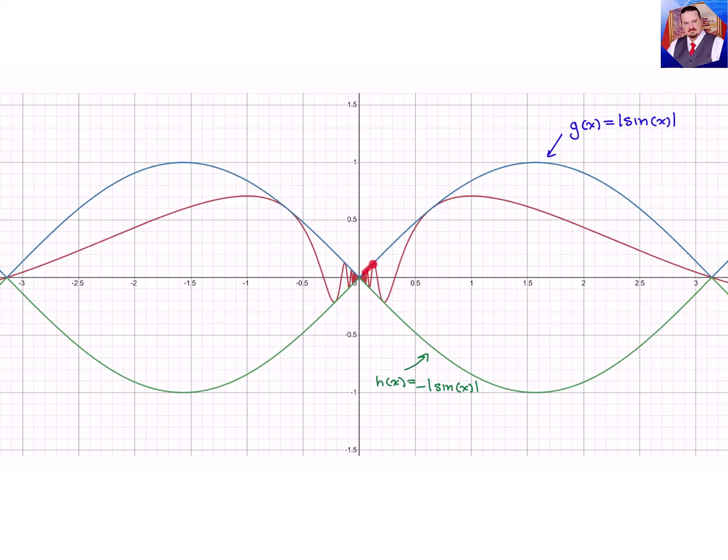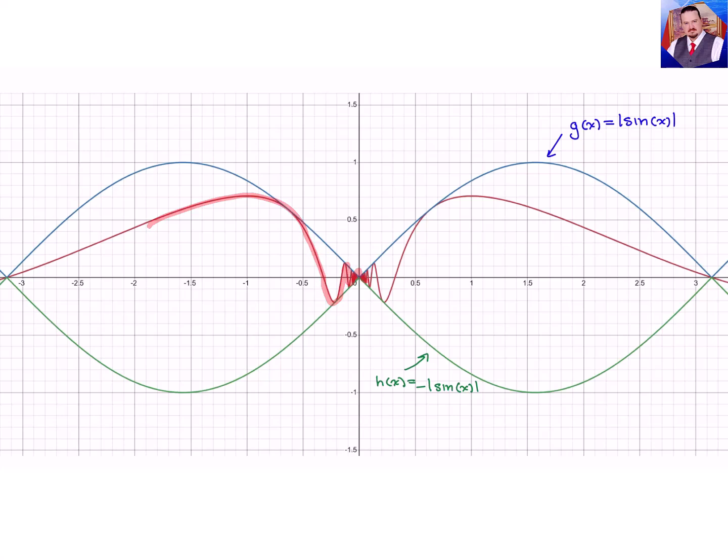And that should make sense because, look, this is the positive part of sine. I'm looking at the g. Well, what does the absolute value do? It flips up the negative portion. So that flips this part up. So this is our upper function g. The one in green is our lower function h. And you can see our target function is trapped squarely between them.